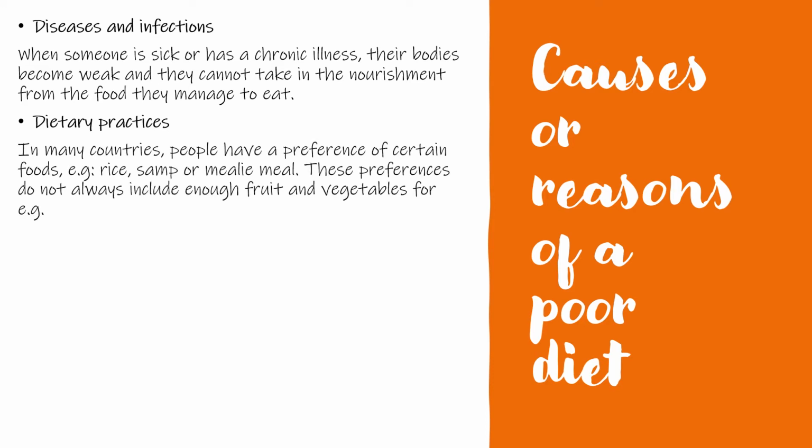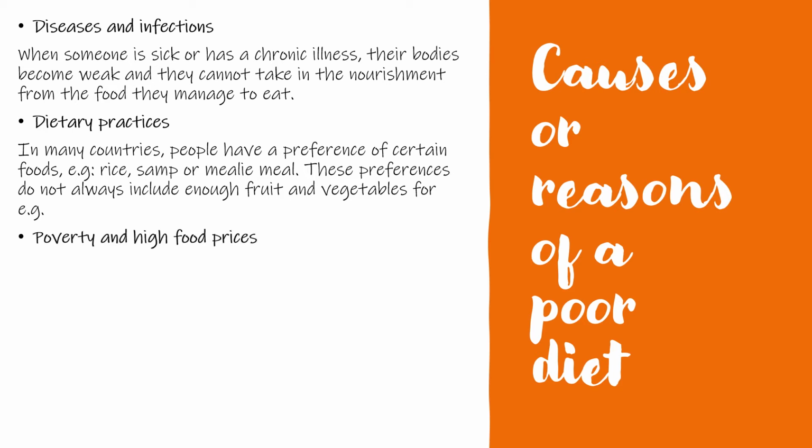In many countries, people have a preference for certain foods, for example, rice, sump, or mealie meal. People eat a lot of this particular food type and do not get enough proteins or fats and oils in the diet. They also often cannot afford other food types, especially in developing countries. However, some families in developed countries do not eat enough fruit and vegetables, not out of choice, and they eat a lot of refined carbohydrates, which also leads to diseases and illnesses.